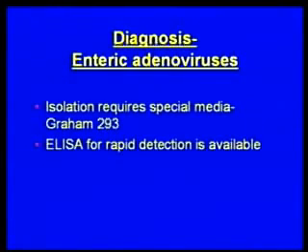The enteric adenoviruses are difficult to culture, and therefore culture is not the primary method of confirming clinical cases. They need a special cell line. And so the test that is now commercially available is an ELISA test on stool for types 40 and 41.